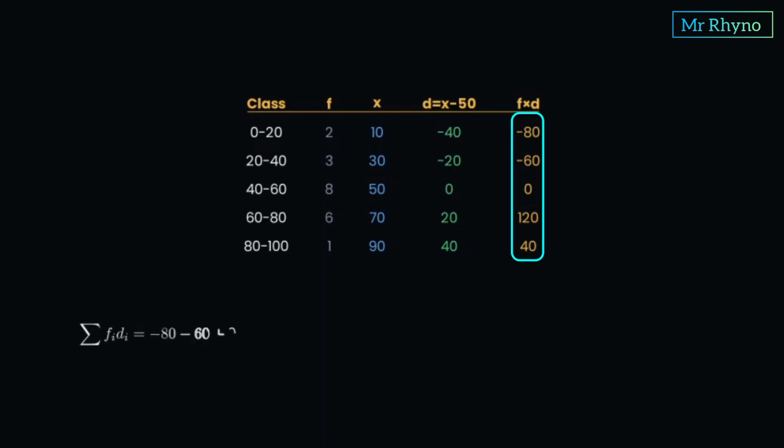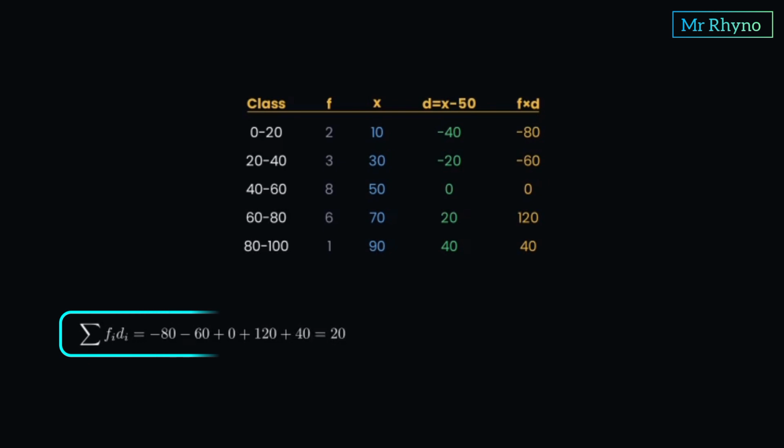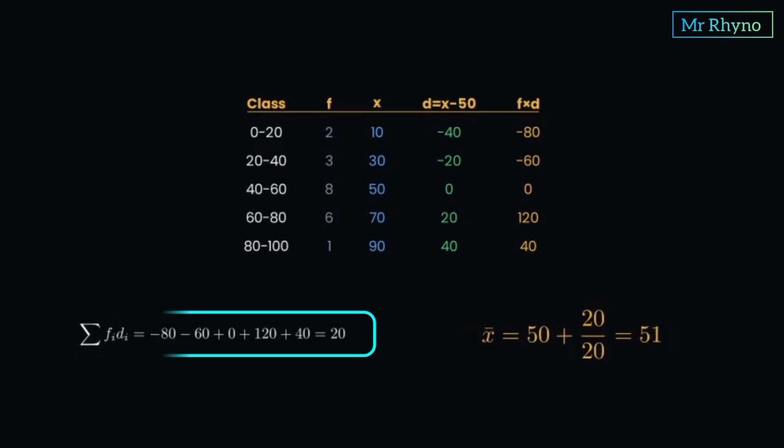Now we add the fd column: negative 80 minus 60 plus 0 plus 120 plus 40, and that equals 20. So our mean shall be given by 50 plus 20 over 20, and notice that that equals 51, the same value we got using the direct method. Notice that the numbers we used here are much smaller and friendlier than the row midpoints.